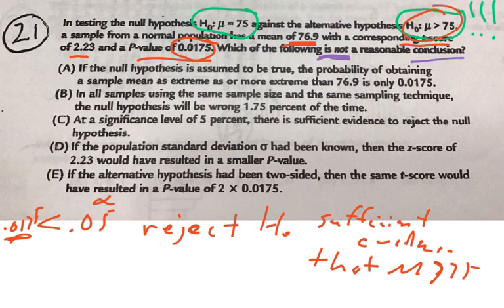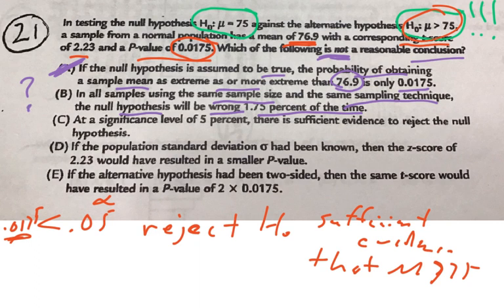So if we look at A here, it says, if the null hypothesis is true, the probability of attaining a sample mean as extreme as we got there is only 1.75%. That's the basis of testing. That one's actually true. Remember, we want which one is the worst and not true. That is true. That's what we normally do. That's what I taught you, right? B, in all samples using the same sample size, the same sampling technique, the null hypothesis will be wrong 1.75% of the time. Guys, I hope you agree that answer is really weird.